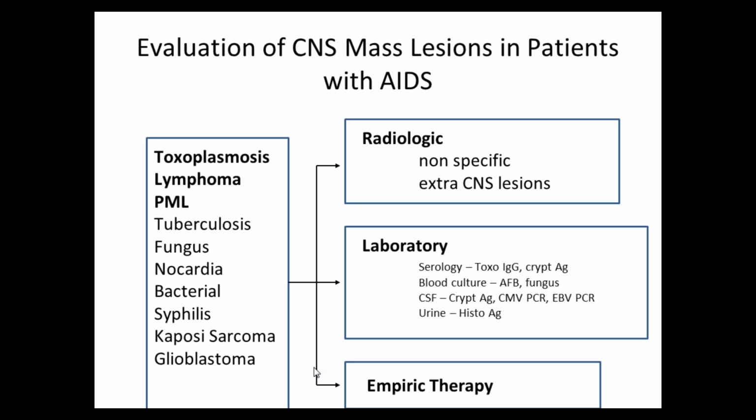Well, there's some ways that you can try and figure this out. All right. So first of all, radiologically, we can't tell. There's no way we can tell when we have a single mass lesion, all right? If they have some extra CNS lesions, sometimes that's helpful, particularly, again, if you're in a high TB area.